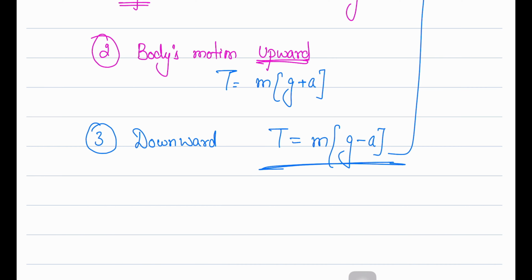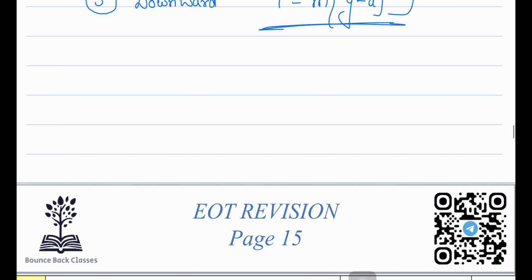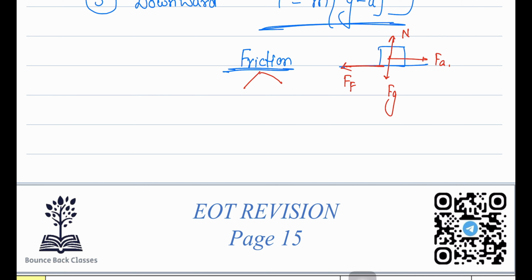Fine. Okay. Next topic is friction. In friction, what you need to understand, I told you, is that it is always in the opposite direction. I covered this topic before also. This is the force of friction, this is the normal, the force due to gravity, and this is the applied force. But friction is of two types: static and kinetic. Static means rest. Kinetic means motion.